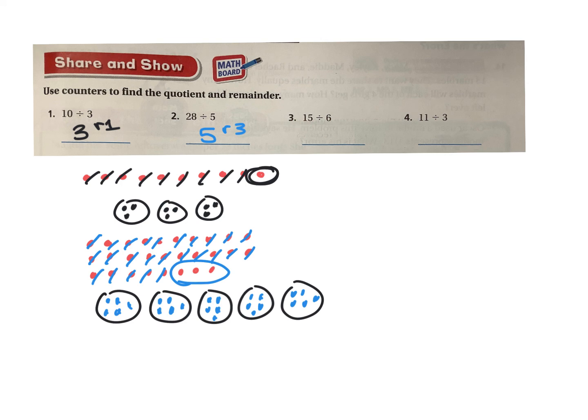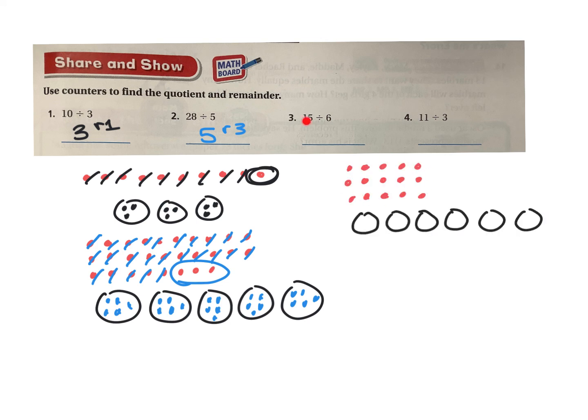I'm going to draw my 15. This is 15 of something being shared equally divided by 6. So it's being shared equally among 6 groups. So I'm going to draw my counters and my 6 groups. And let's go ahead and pass those out. Here are my 15 representing that. And they're going to be split up or divided into 6 equal groups. Here I go.